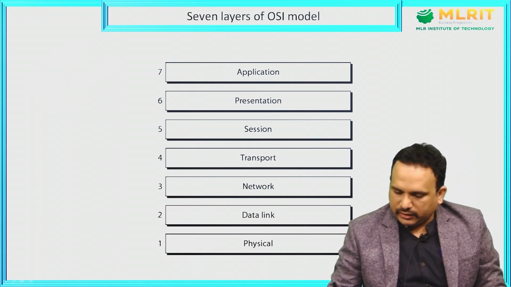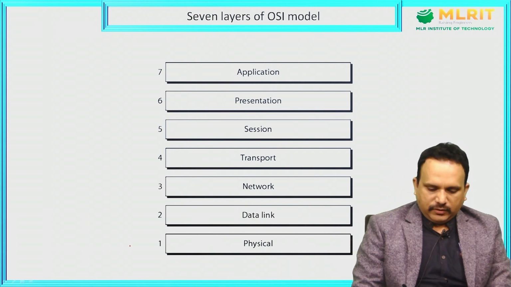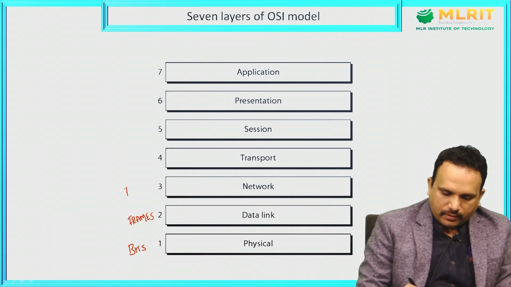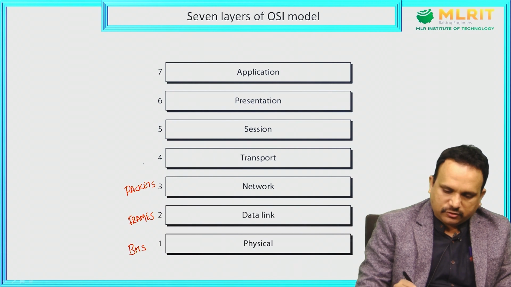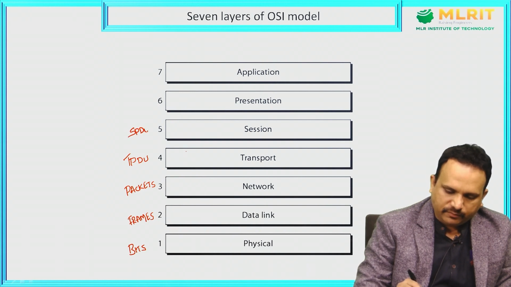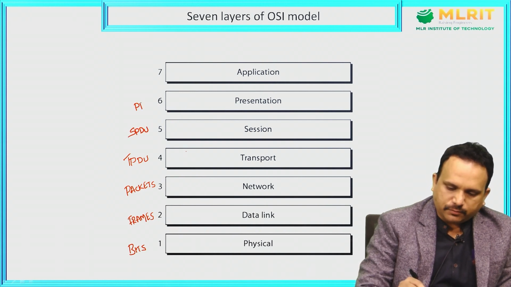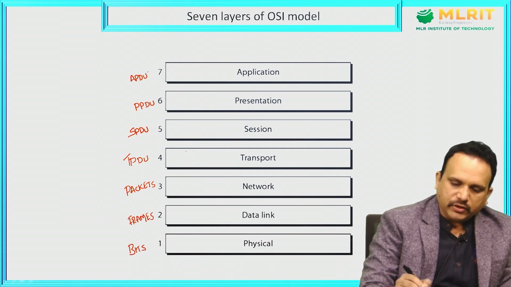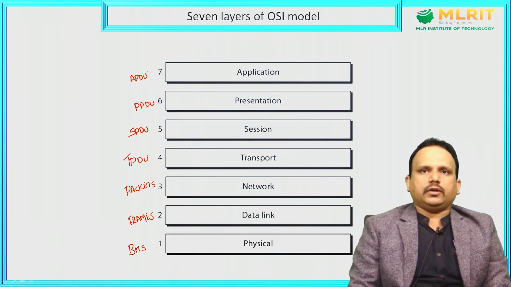So I am writing here the transmission of the bits. See here, in the physical layer the data will be transmitted in the form of bits. In the data link layer, frames. In the network layer, packets. In the transport layer, TPDU, transport protocol data unit. In the session layer, session protocol data unit. Presentation layer, presentation protocol data unit. Application layer, application protocol data unit. So this is the overview of all your 7 layers.